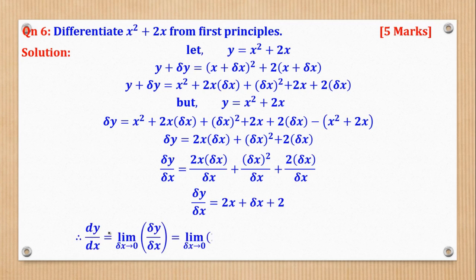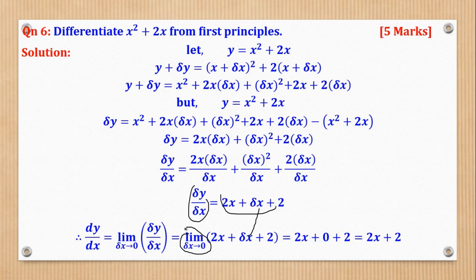So dy/dx is the limit as small change in x tends to 0 of small change in y over small change in x. So this one, replace it with this to give you that. Then for this limit to be removed, it means that where there is small change in x, put there 0, because it tends to 0. So it gives you that. And that's what they wanted.